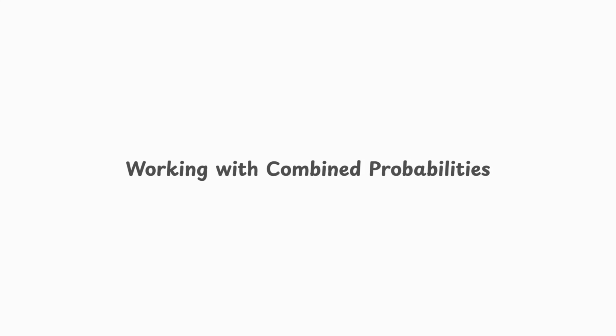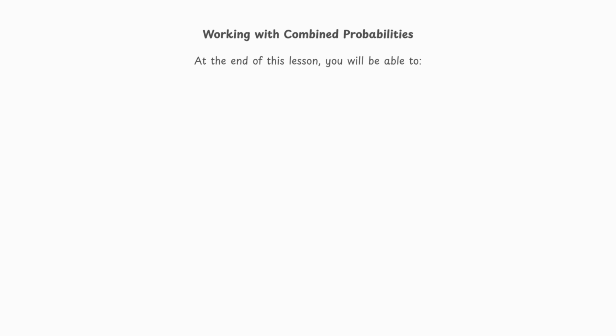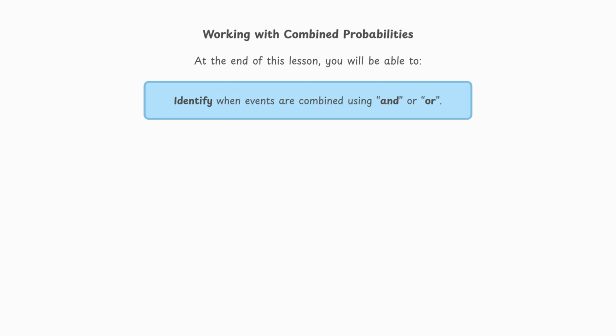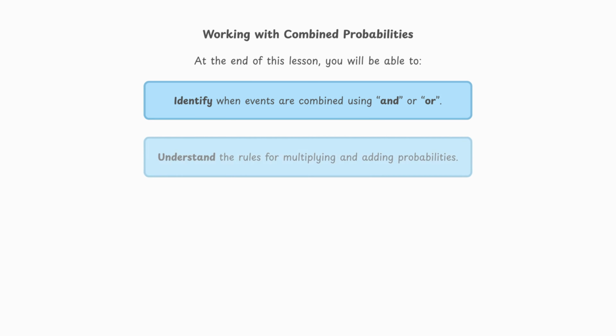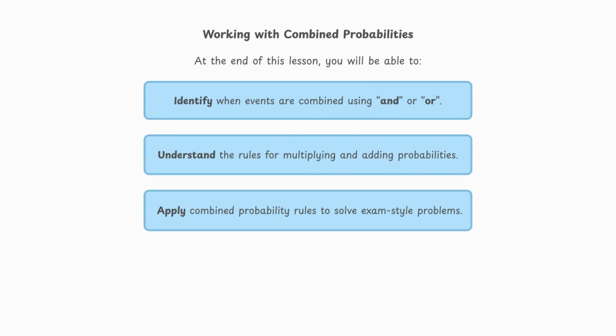Hello and welcome to this lesson on working with combined probabilities. By the time you finish this video, you will be able to first identify when events are combined using the word and or the word or. Second, understand the rules for multiplying probabilities and adding probabilities. And finally, apply combined probability rules to solve exam-style problems.